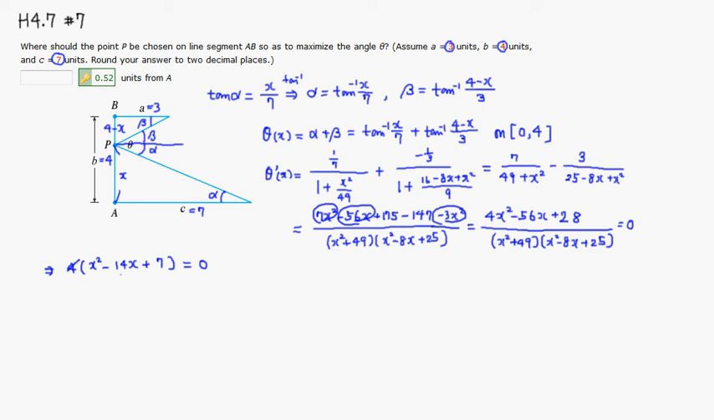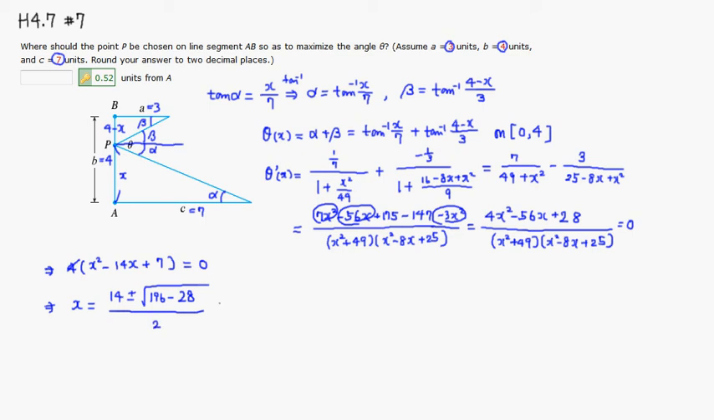I guess we can't factor it nicely, so I'm going to use the quadratic formula. x equals negative b, so positive 14, plus or minus the square root of negative 14 squared, which is 196, minus 4 times 1 times 7, so 4 times 7 is 28, all over 2 times 1, so 2.